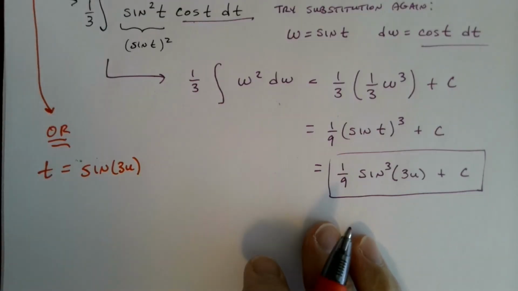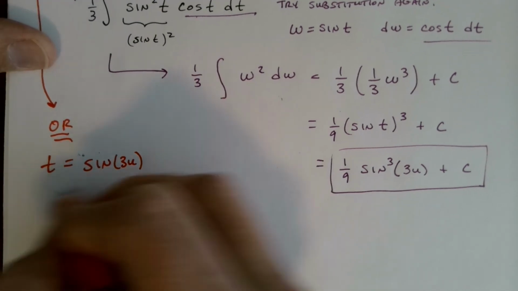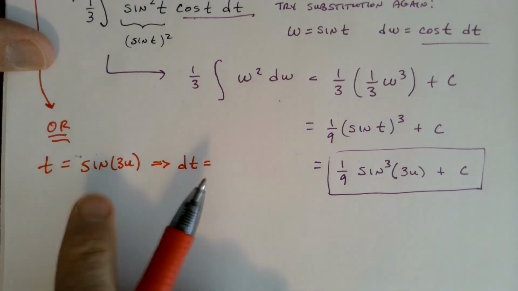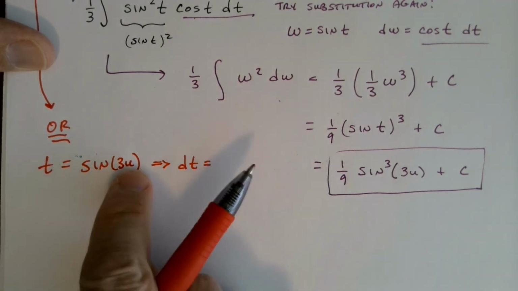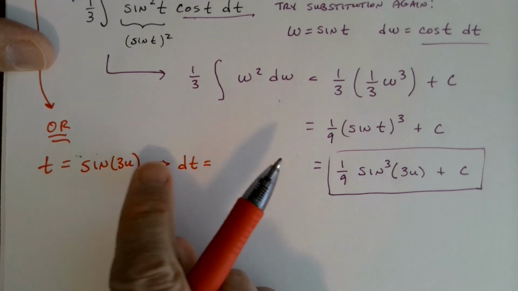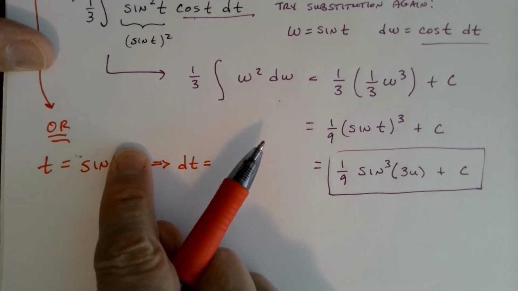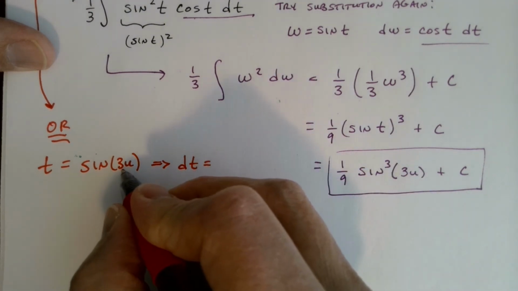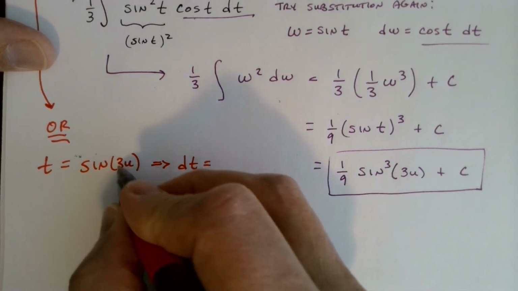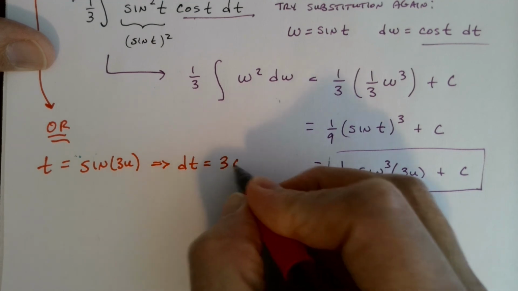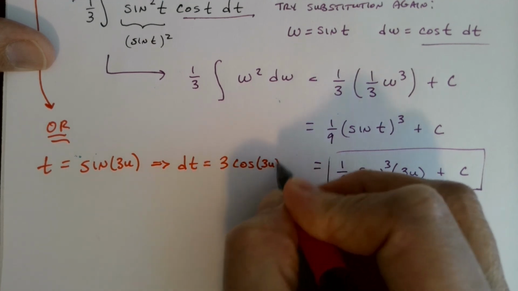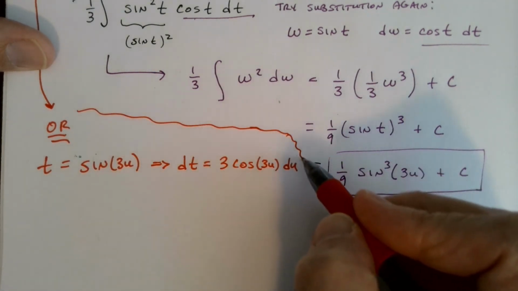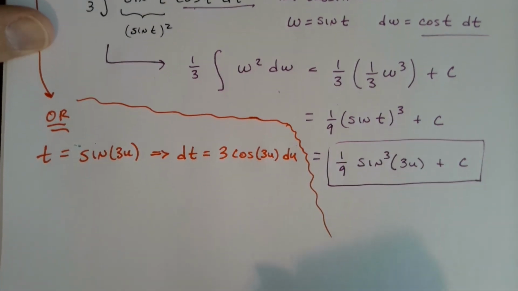Now, because of that, when we find the dt, we're going to be using the chain rule, right? Sine of 3u: inner function is 3u, outer function sine. So the derivative of the outer function sine is what? Cosine, evaluated at the inner function 3u, times the derivative of the inner function, which is 3. So this is 3 times cosine of 3u du. Okay.